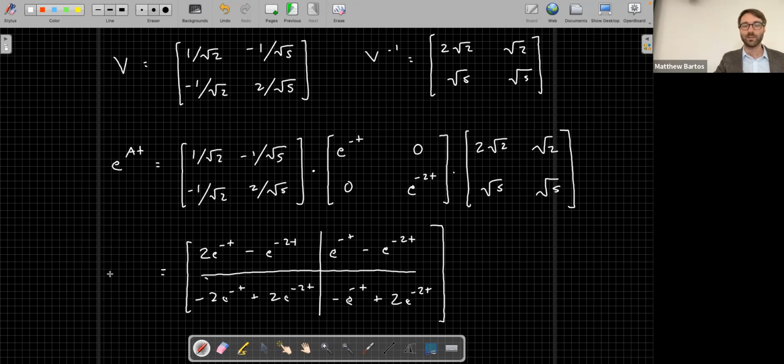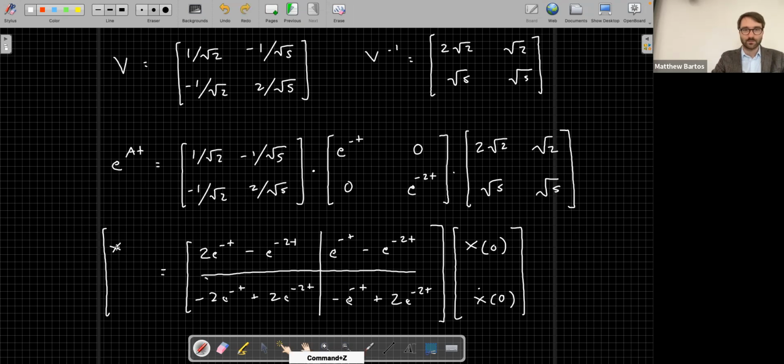If we want the solution to that LTI homogeneous system, we can just say that x of t is equal to this expression times [x at time 0, x dot at time 0]. Let me write this out explicitly here. We have that [x, x dot] at time t is equal to this expression here.